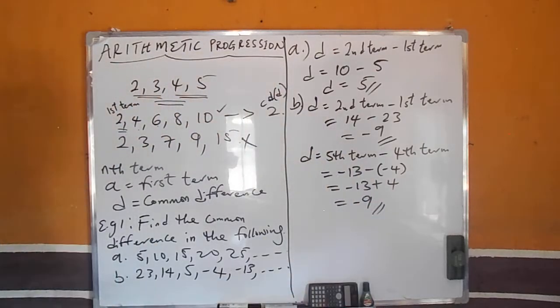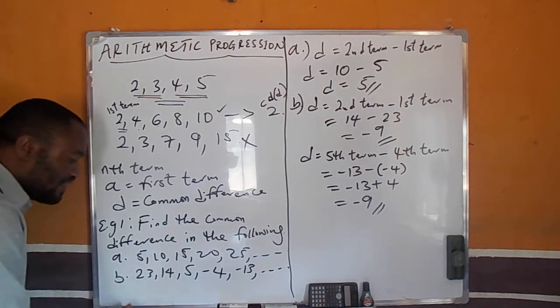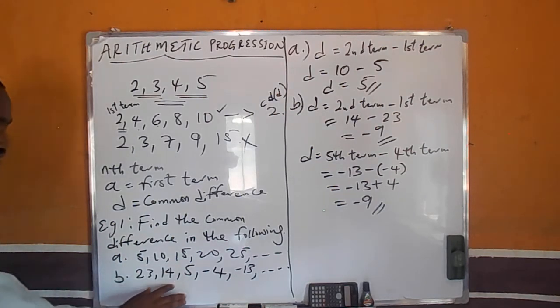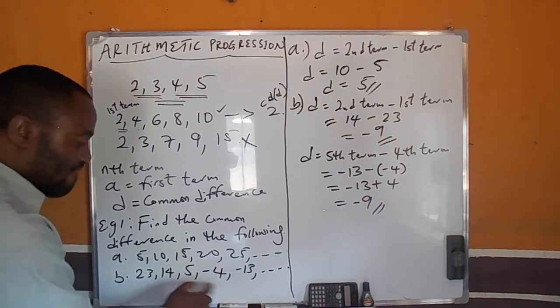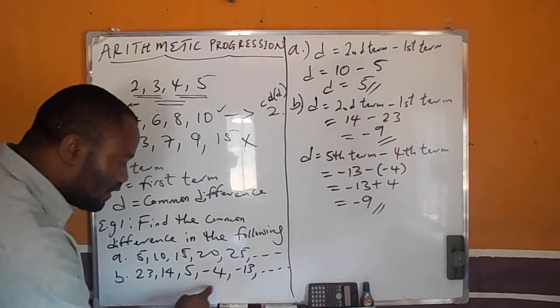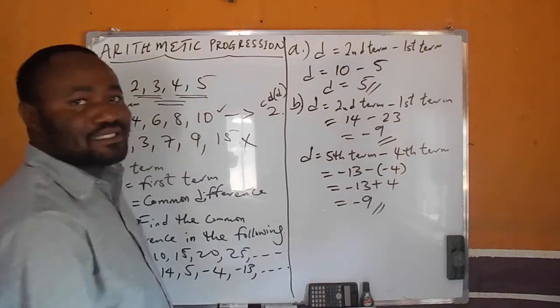So we have negative 9 there, which shows that the difference between these two, 23 and 14, is 9. 14 and 5 is 9. 5 and minus 4 is 9. Minus 4 and minus 13 is 9.